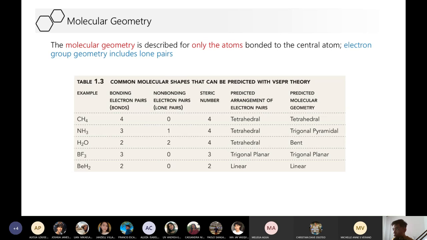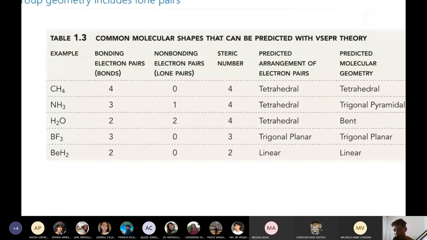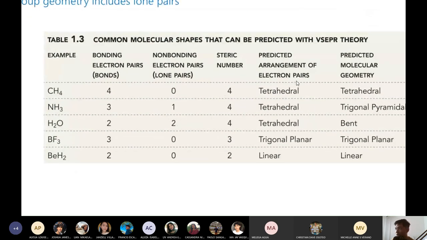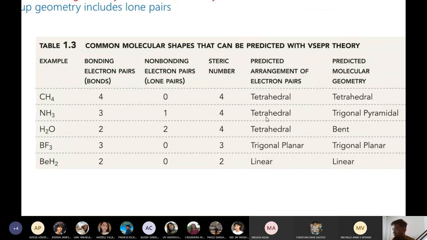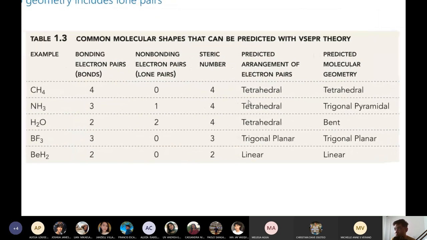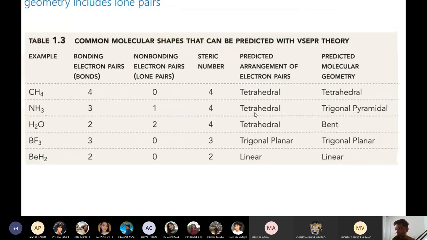So ito yung mga geometry na magagamit natin sa org chem. So kalimutan nyo na medyo yung octahedral, no? Kasi basic lang yung geometry natin dito. So for example, we have a steric number of 4. The general shape would be tetrahedral, no? Ito yung pinaka-general pattern, no?